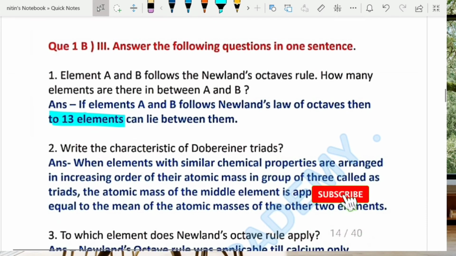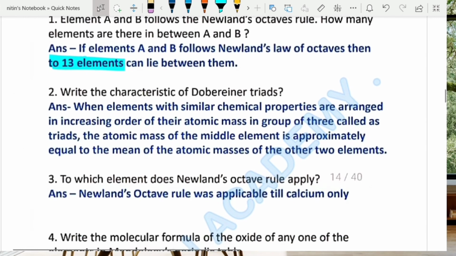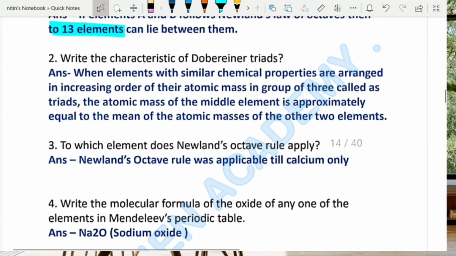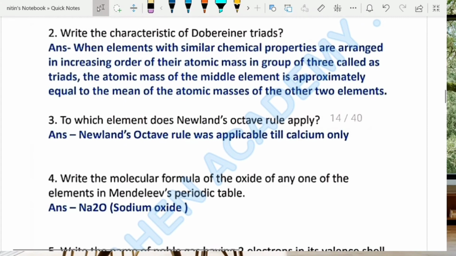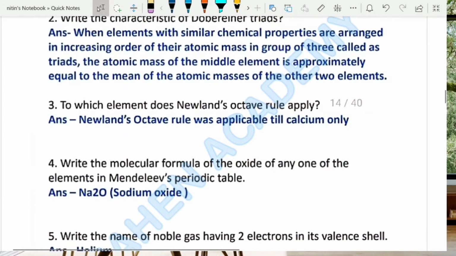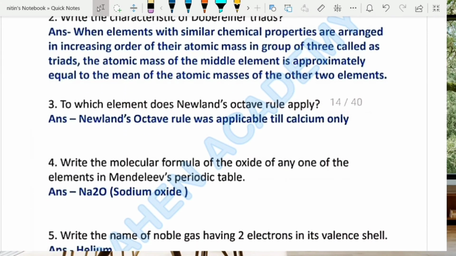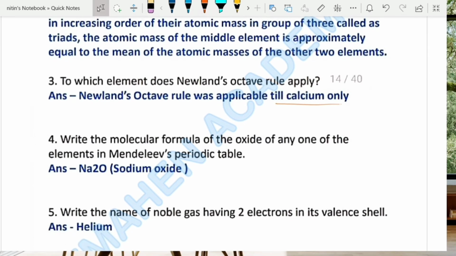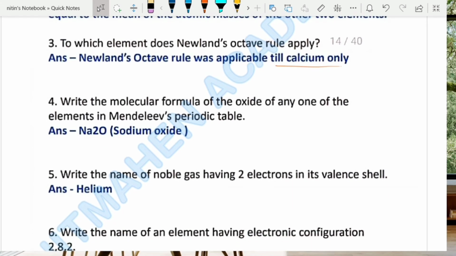Next, write the characteristic of the Dobereiner's triads. Be careful. Okay, write the characteristic of the Dobereiner's triads. Next, to which element does Newlands' octave rule apply? Applicable up to calcium. Next, write the molecular formula of the oxide of any one of the elements in Mendeleev's periodic table. Na2O, sodium oxide.